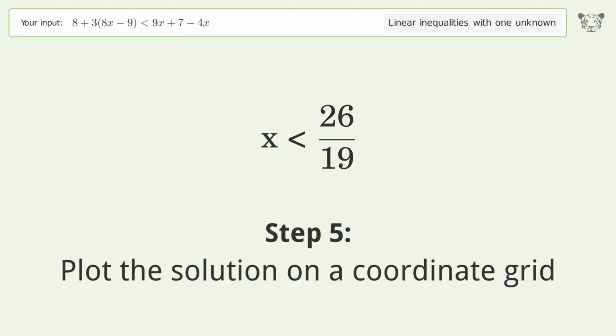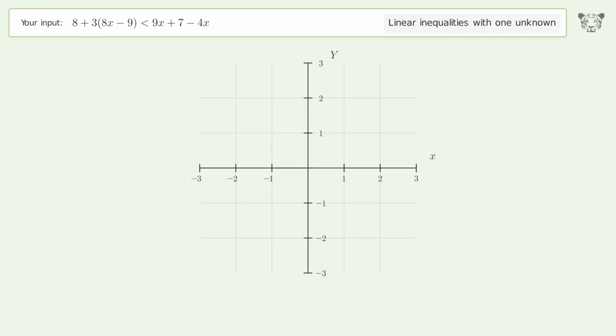Plot the solution on a coordinate grid. And so the final result is x smaller than 26 over 19 smaller than 17 over 19.